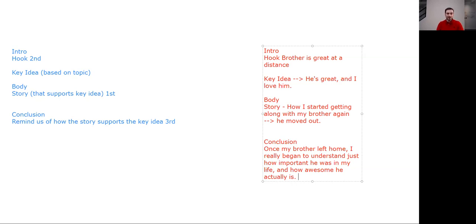So if we use this structure of coming up with a story first, then supporting it with the introduction, hook, and the key idea, and then ending by repeating how the key idea is supported by the story, then we're going to have a quick speech, easy, ready to deliver in maximum 10 minutes, and then you can practice it and get everything down to a perfect polish before the big speech tomorrow. That's all from me.